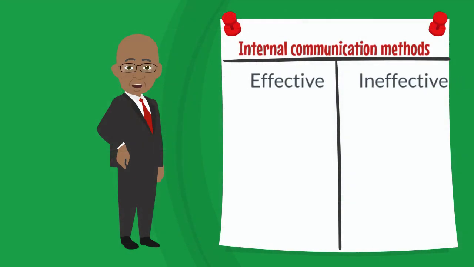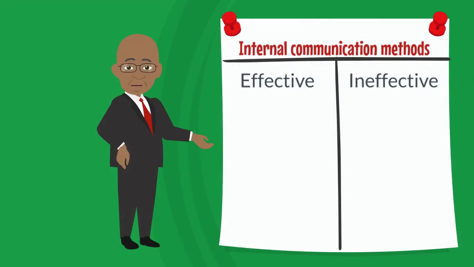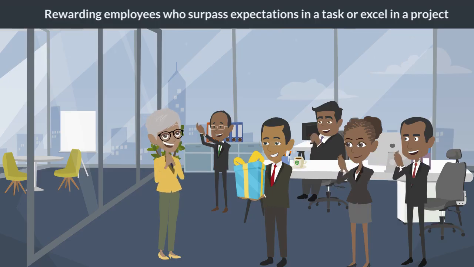You can also make a list of your current internal communication methods and determine what is effective and what really isn't. This way you can figure out where to make some changes to how people communicate in the workplace. Rewarding employees who surpass expectations in a task or excel in a project.